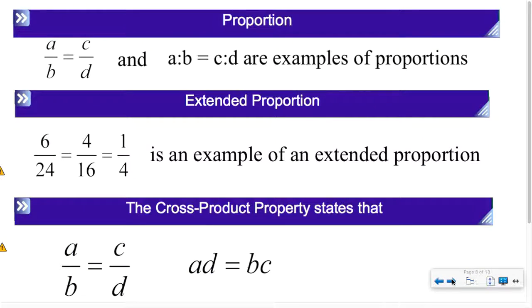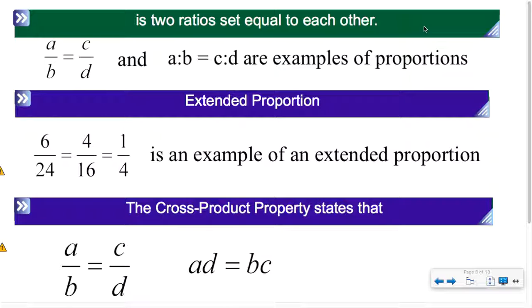3 vocab terms here. A proportion is 2 ratios set equal to each other. A proportion is defined by 2 ratios set equal. And I have 2 examples of proportions there underneath of that. A over B equals C over D when I write them as fractions. Read as usually, A is to B as C is to D. That's a lot of times how you'll hear it. When I have them written with colons, then you can see A is to B as C is to D.